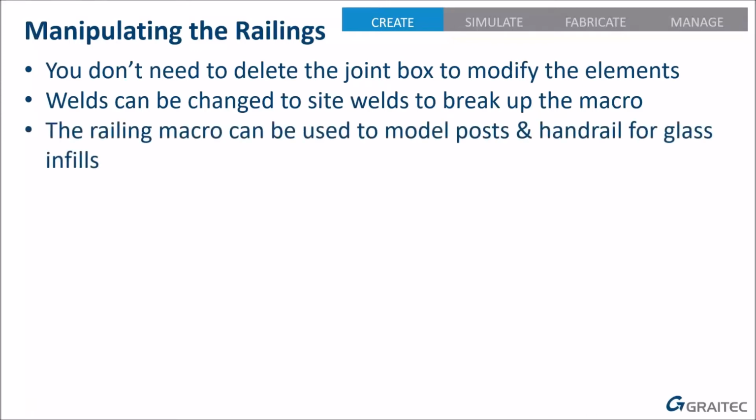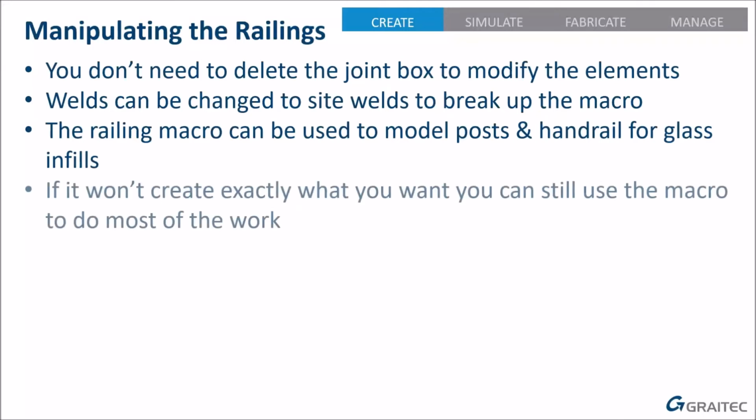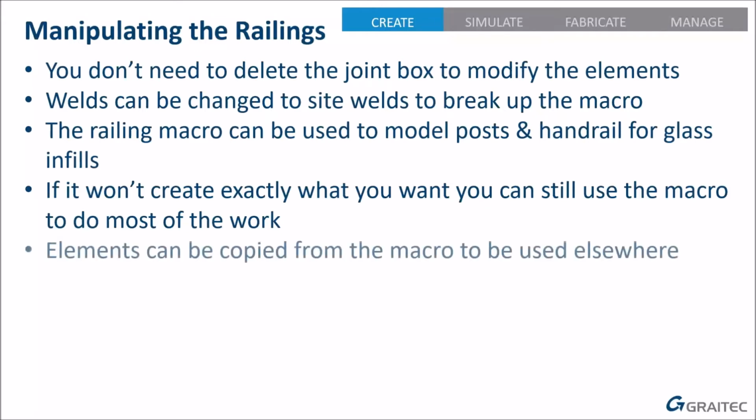The railing macro can be used even if you're doing glass infill panels. The macro can't do the infill panels, but it can still do the posts, and it can do the top rail, and if necessary a kick rail or whatever else you want, so that you just have to put the glass in later. And even if the macro won't do everything for you, like it won't do infill panels, you can still use the macro to create most of what you want, and then do manual editing on top of that to finish it off.